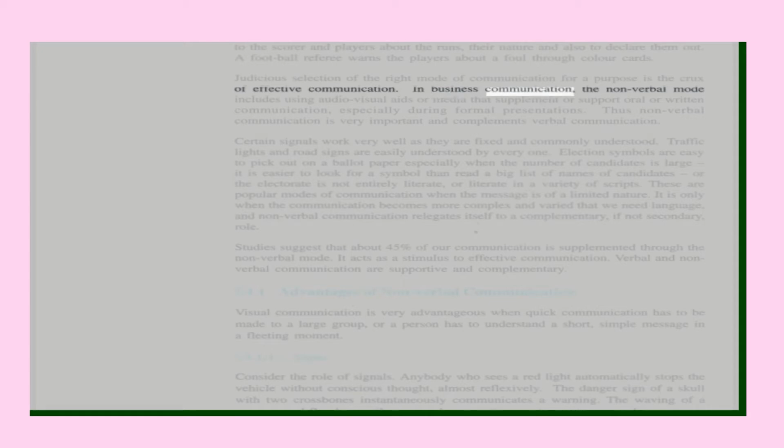In business communication, the nonverbal mode includes using audio-visual aids or media that supplement or support oral or written communication, especially during formal presentations. Thus, nonverbal communication is very important and complements verbal communication. Certain signals work very well as they are fixed and commonly understood. Traffic lights and road signs are easily understood by everyone.